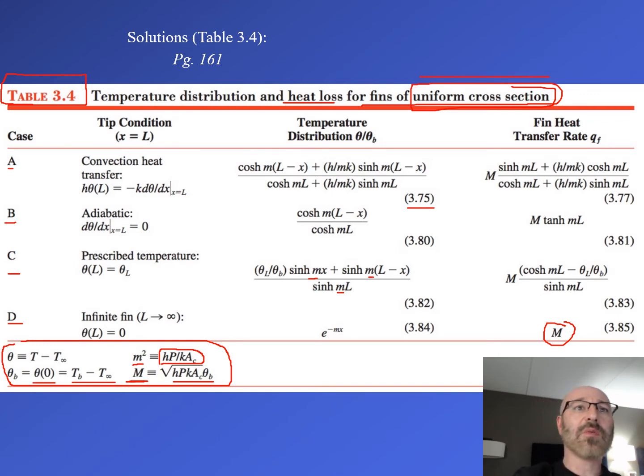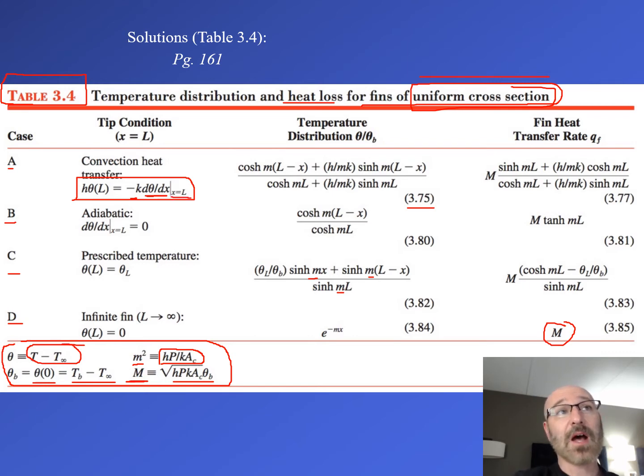So within this here, we have case A. Let's just start with that. We're dealing with convection heat transfer. So we have that general relationship that we've talked about a couple times now, that our h theta of L is equal to negative k, thermal conductivity, times the change in theta with respect to x. And again, we go down here, our theta is our change in temperature right here. So that's T minus T infinity right there. And this is when x is equal to L.